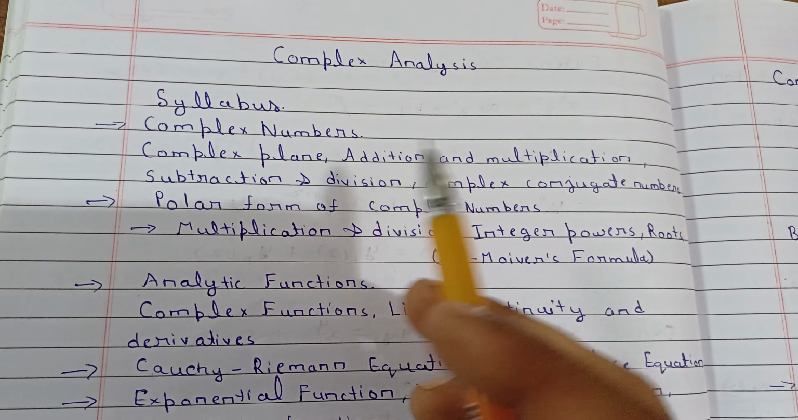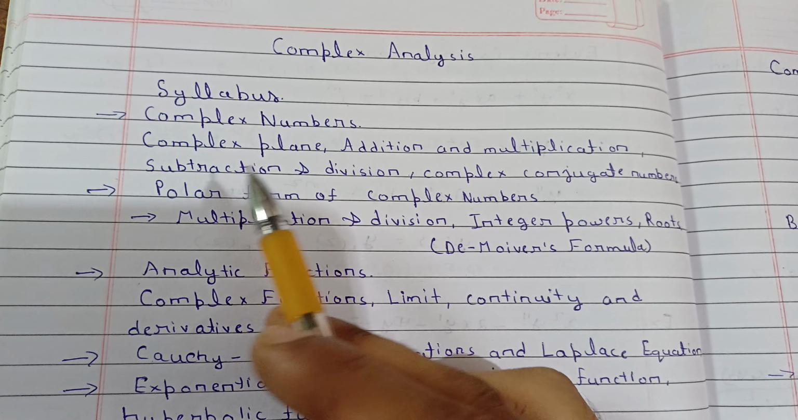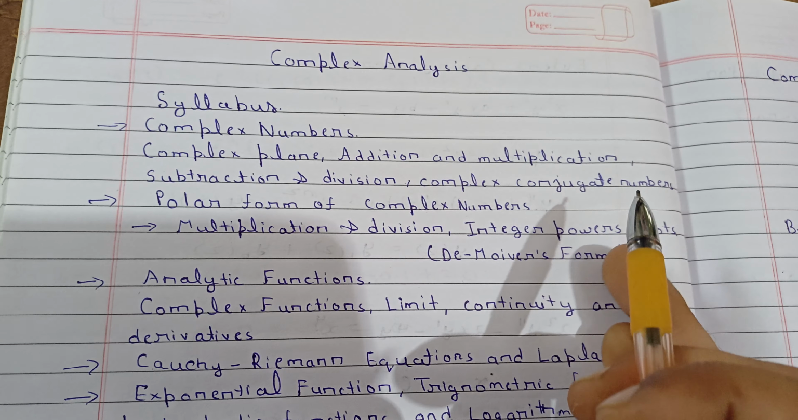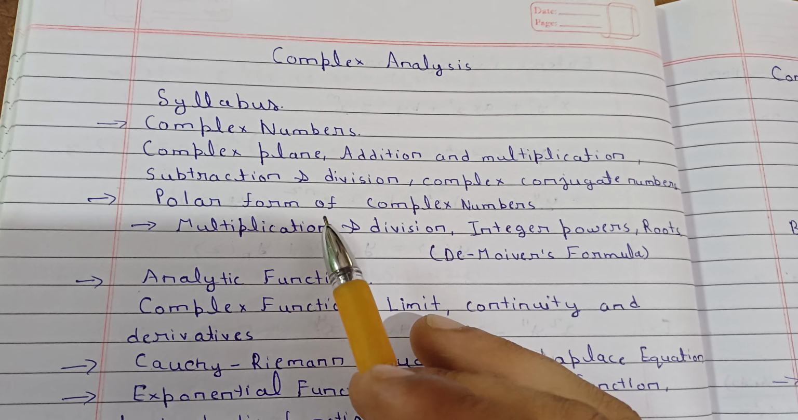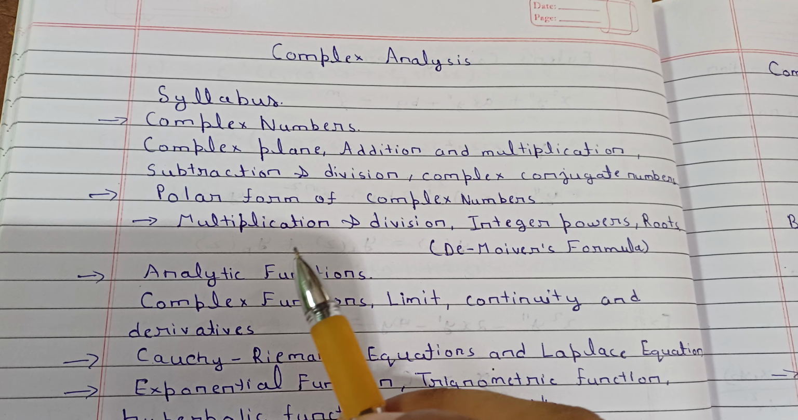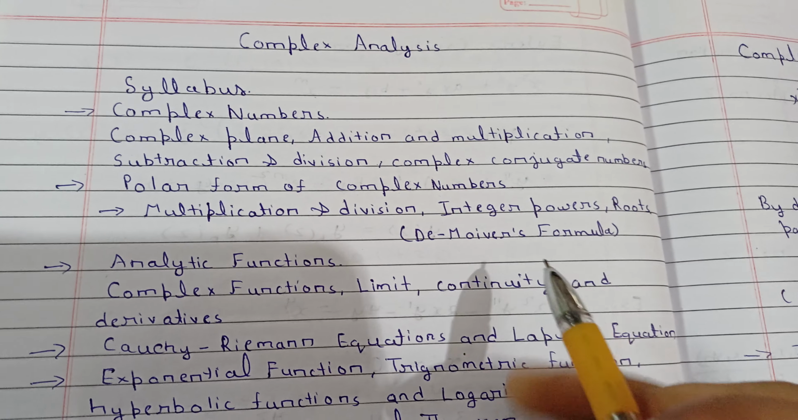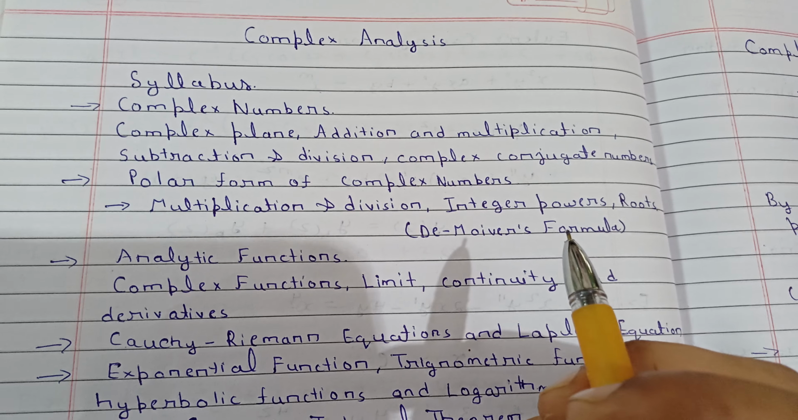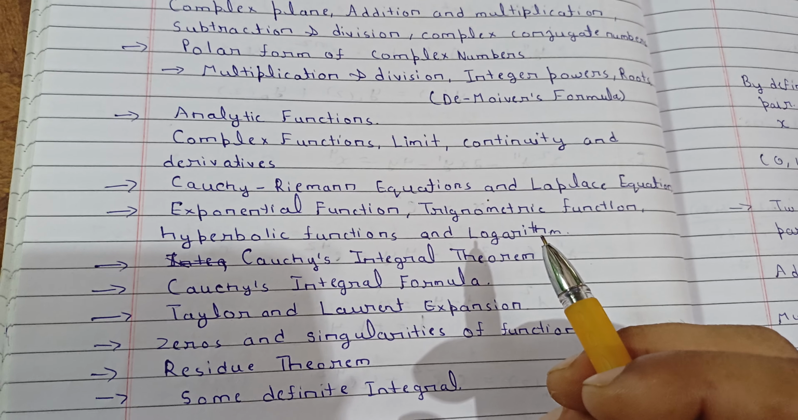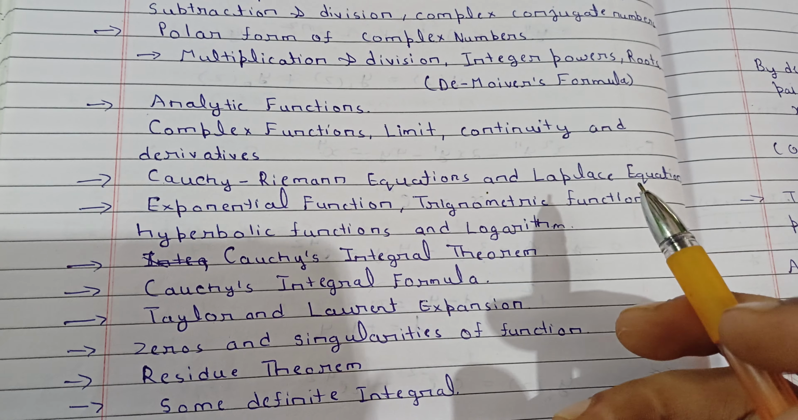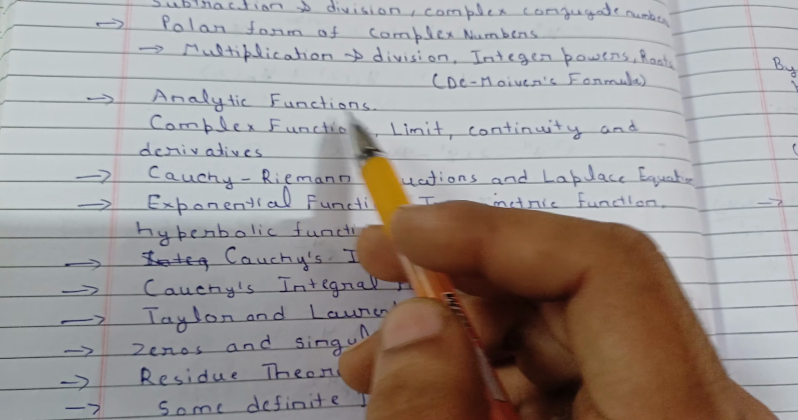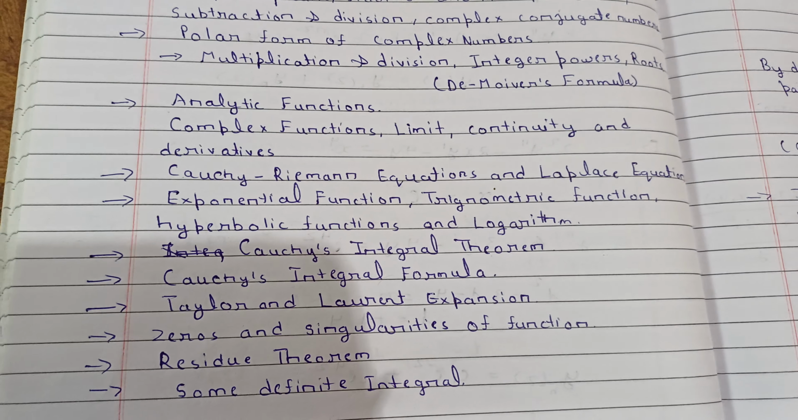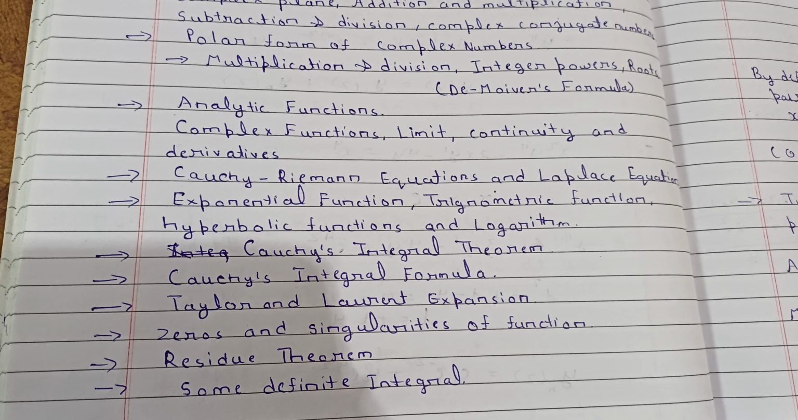So this will be complex numbers first. In it we will study the complex plane, addition, multiplication, subtraction, division, complex conjugate numbers. Then we will see the polar form of complex numbers, multiplication, division, integer power, roots of complex numbers, then De Moivre's formula. Then we will see analytic functions: complex functions, limit, continuity and derivatives. Then we will see Cauchy-Riemann equations and Laplace equations.